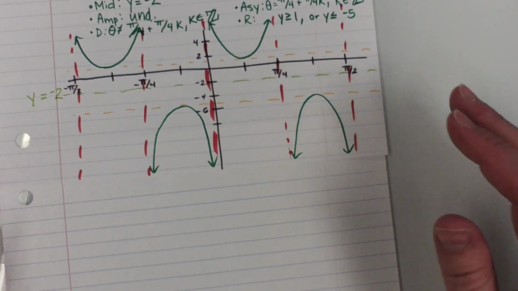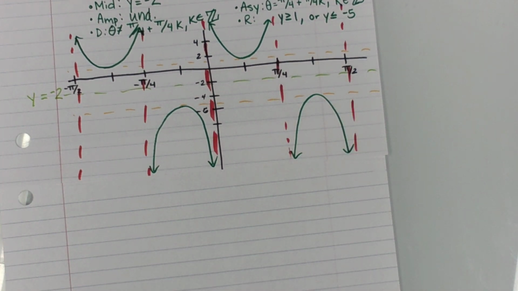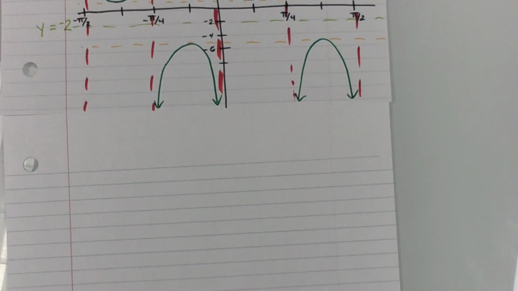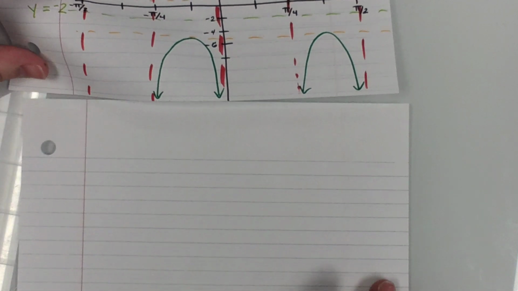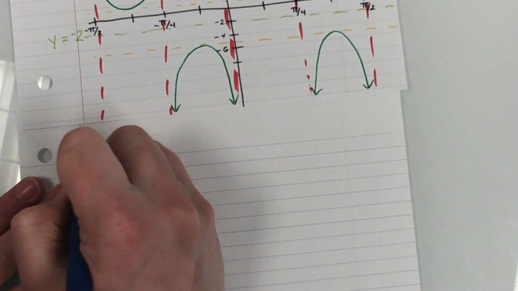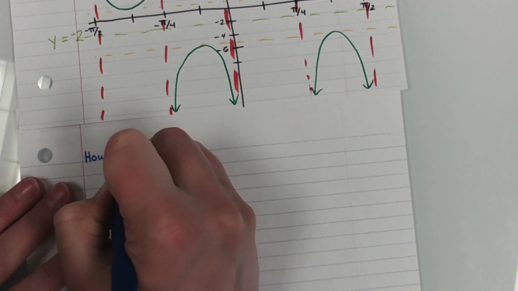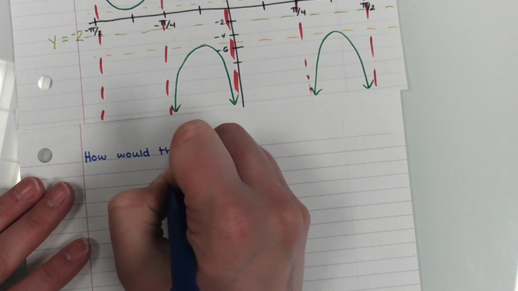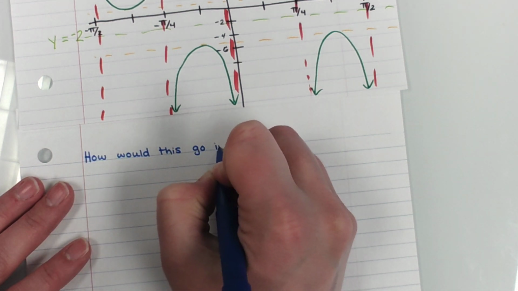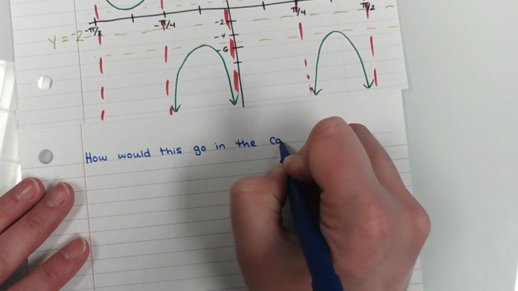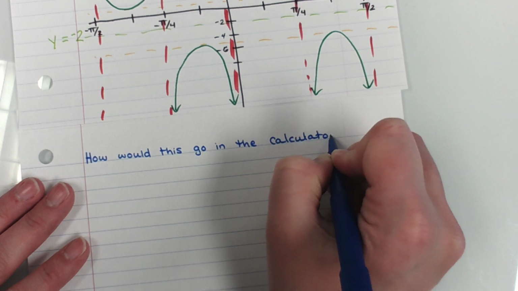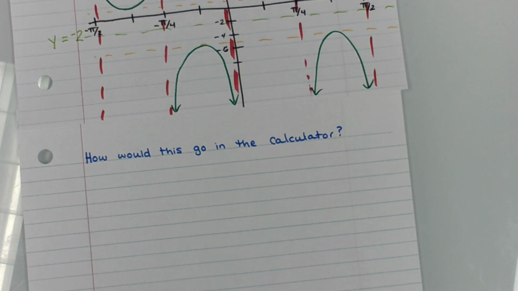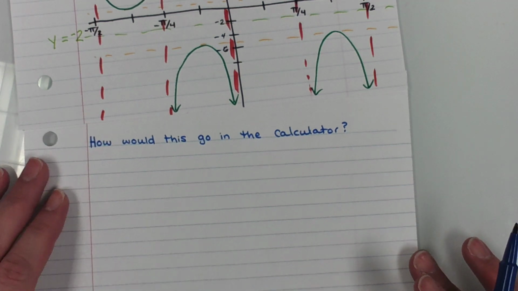Overall, when it comes to using the calculator, the amount you use it or don't use it is really up to you, though. The most challenging part, in my experience, is getting it into the calculator. So, the last thing we're going to do is just a couple more examples of how would this go into a calculator. We're not going to do the full thing. We're just going to say, how would it look when we typed it in?